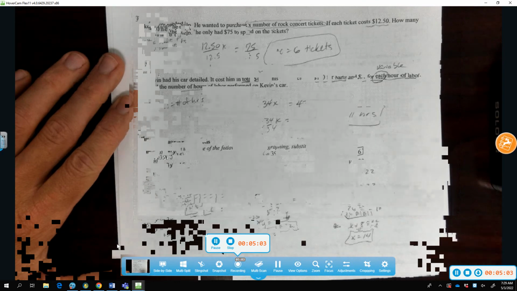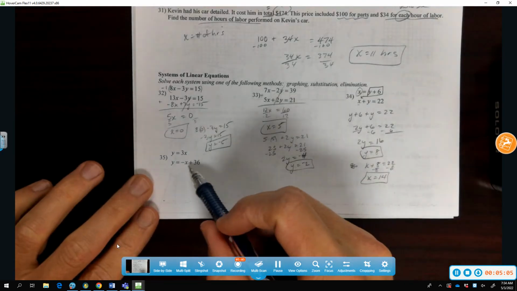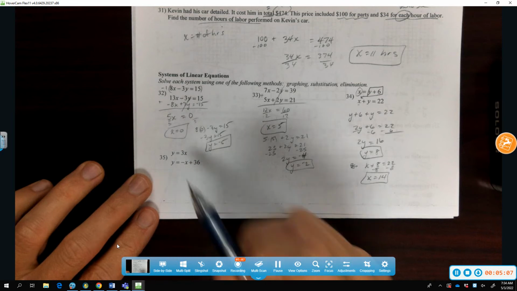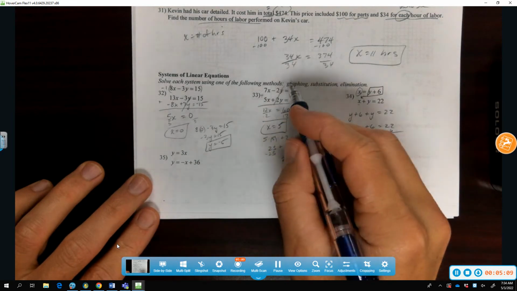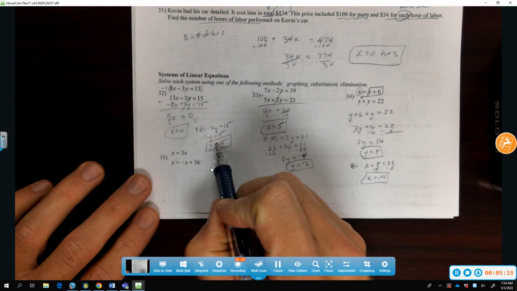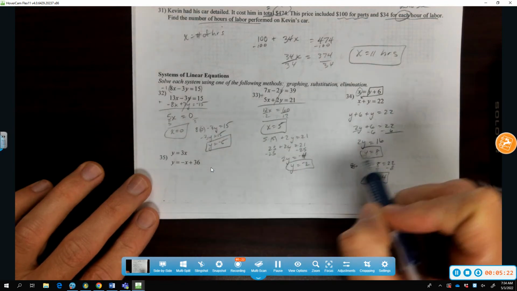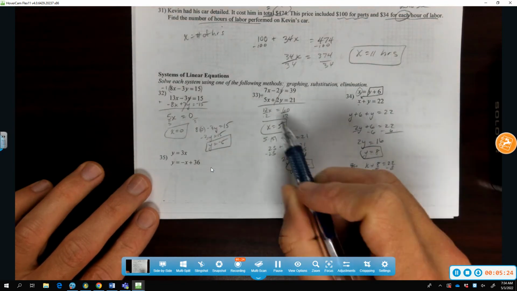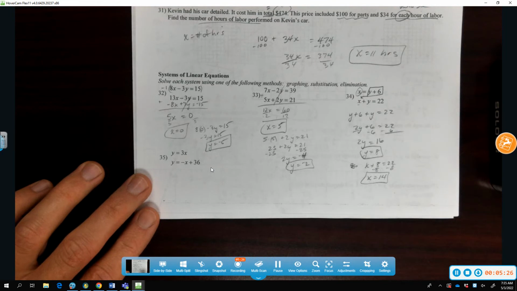All right, number 35, we have y equals 3x and we have y equals negative x plus 36. So both of these are in y equals form, so this is set up to solve by graphing. All right, so we're going to plug this in our calculator. Now understand, when we're looking at systems of linear equations, we're looking for the point of intersection. So right here I've got an x and a y value, I've got a point of intersection. Same thing here, I'm finding the point that the two lines intersect. So on 35 we're going to graph those and find the point where they intersect.